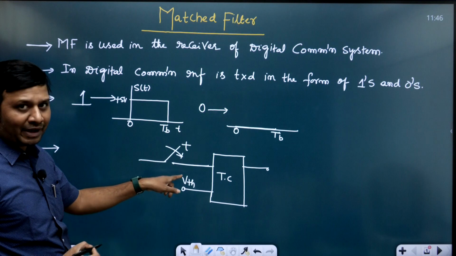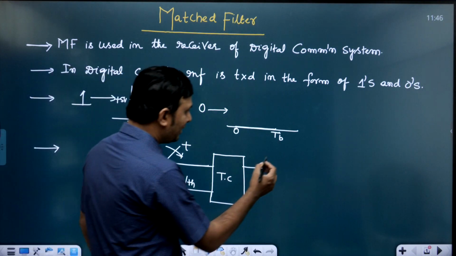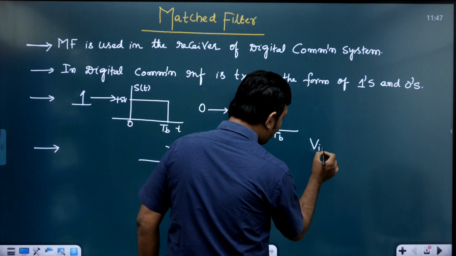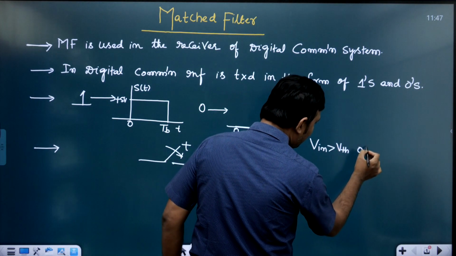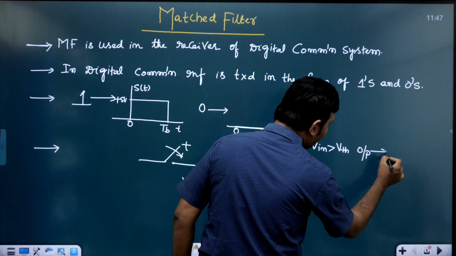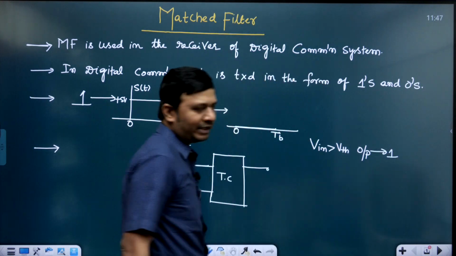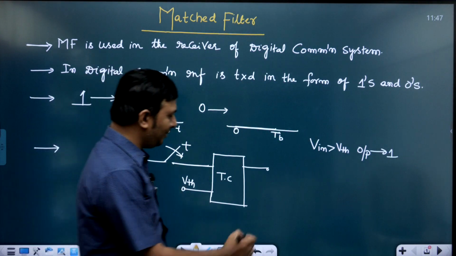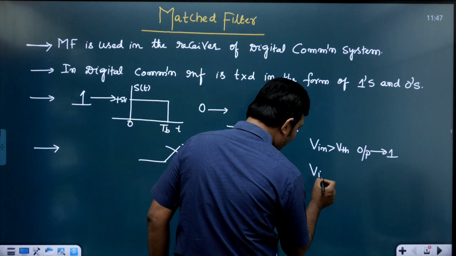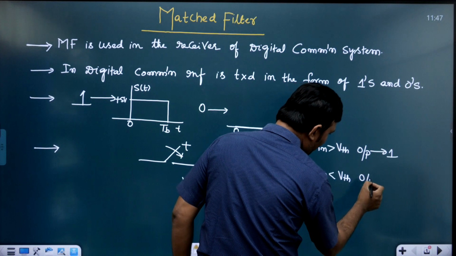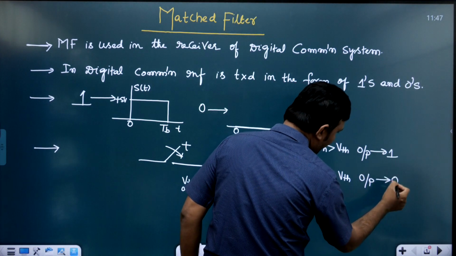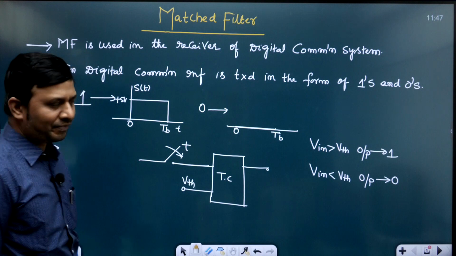Suppose the input value after sampling is greater than the threshold value, then the decision is taken in favor of 1. Okay, 1 is transmitted. If the sampled value is less than the threshold value, then the decision is taken in favor of 0. Right?